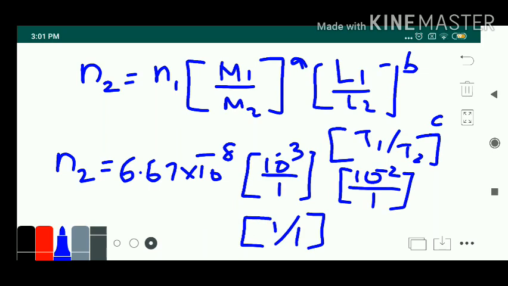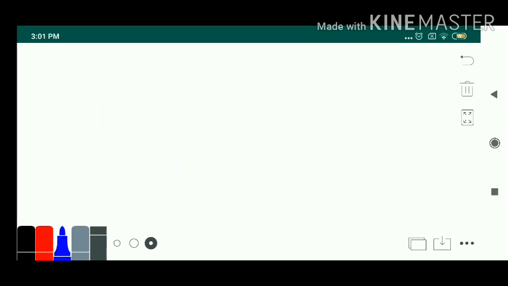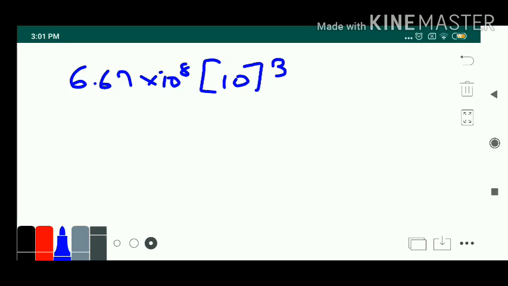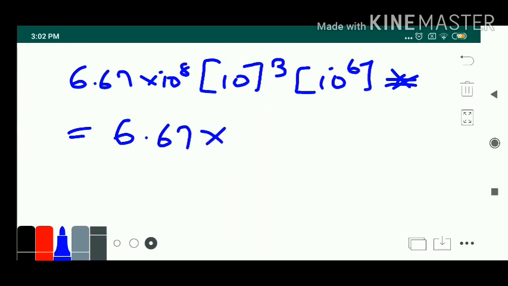And what are a, b, c? What was the dimensional formula of G? It is M raised to minus 1, L cube, T raised to minus 2. So for M I will write minus 1, for L I will write 3 and for T I will write minus 2. Now just calculation is pending. 6.67 into 10 to the power minus 8. 10 to the power minus 3 raised to minus 1 is 10 to the power 3 itself. 10 to the power minus 2 raised to 3 becomes 10 to the power minus 6. In the time section there is nothing. So you will get the value as 6.67 into 10 to the power minus 11.